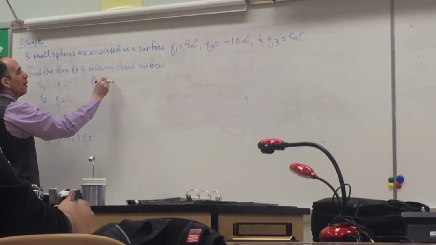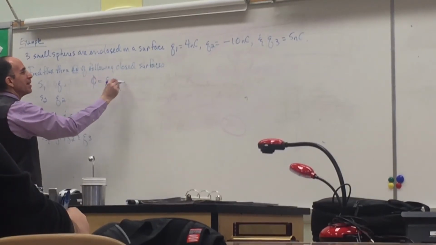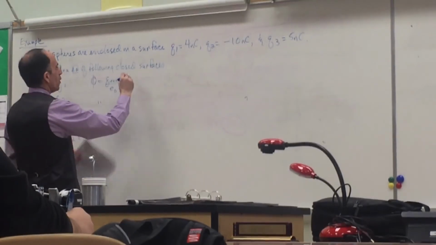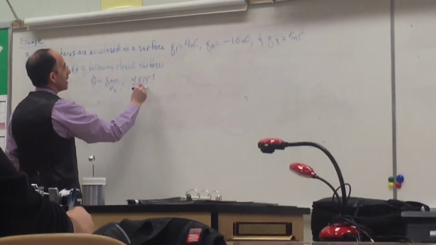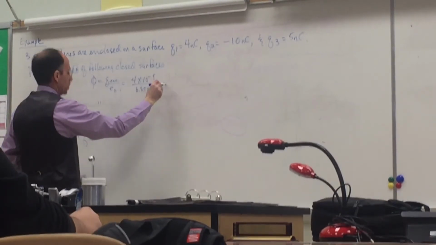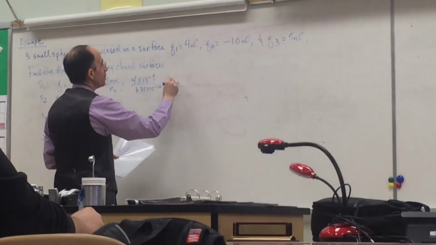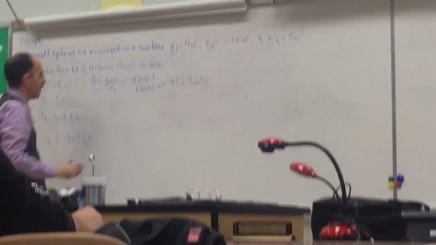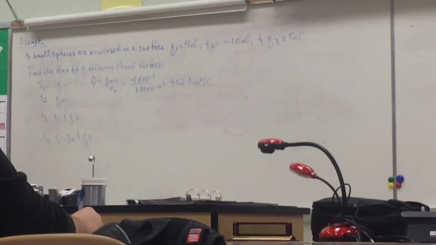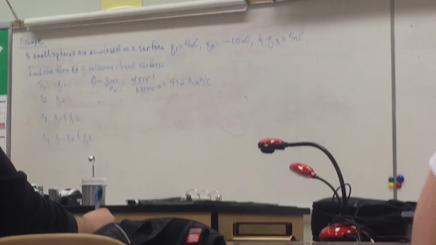Flux equals Q enclosed over epsilon sub 0, which equals 4 times 10 to the negative 9 over 8.85 times 10 to the negative 12, which equals 452 newton meters squared per coulomb. Okay? How about S2? Same thing. Is it coulomb squared or just coulomb? Just coulomb.